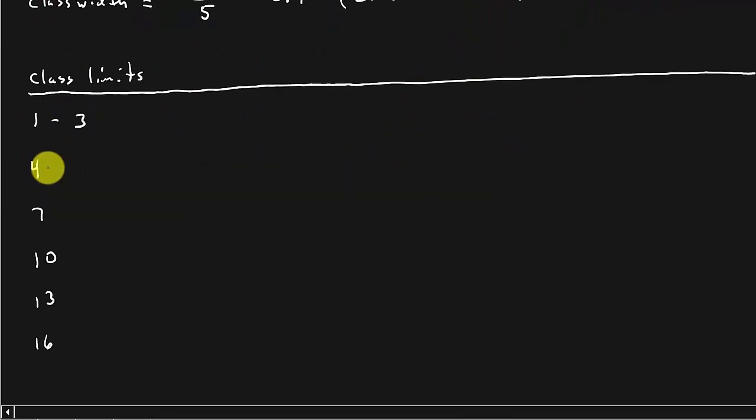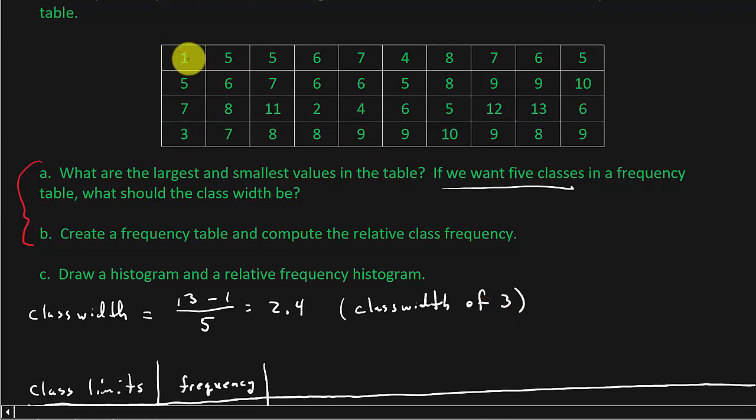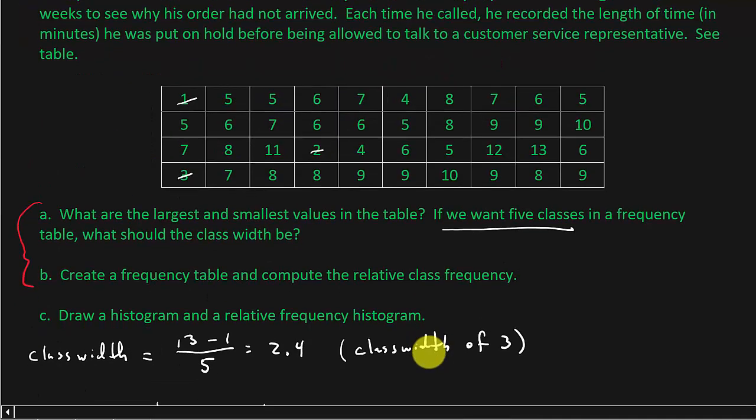So this is going to go from 1 to 3, 4 to 6, 7 to 9, 10 to 12, 13 to 15. And then we don't need that one. So that's the class limits. And then I'm going to do my frequency. So I need to go through and count and see how many numbers are in each interval. So let's just do the 1 to 3. So I've got 1, let's see, 2, 3. So there's 3 numbers in the first interval. And I'll tell you what, we'll just go ahead and do the 4 to 6 also.